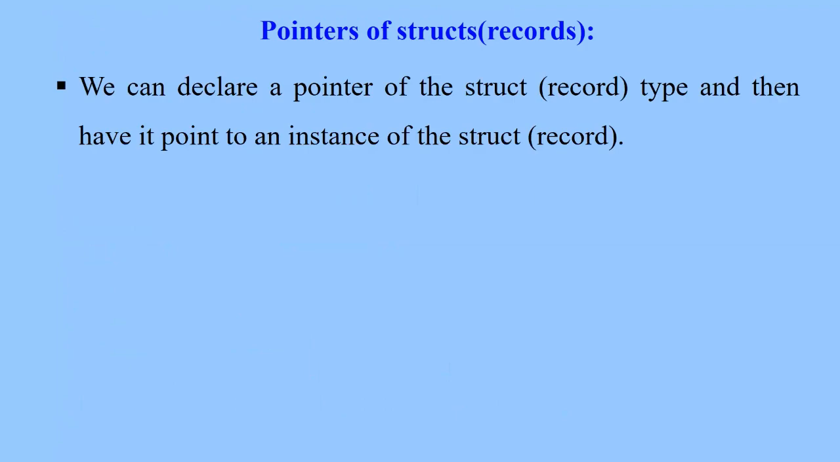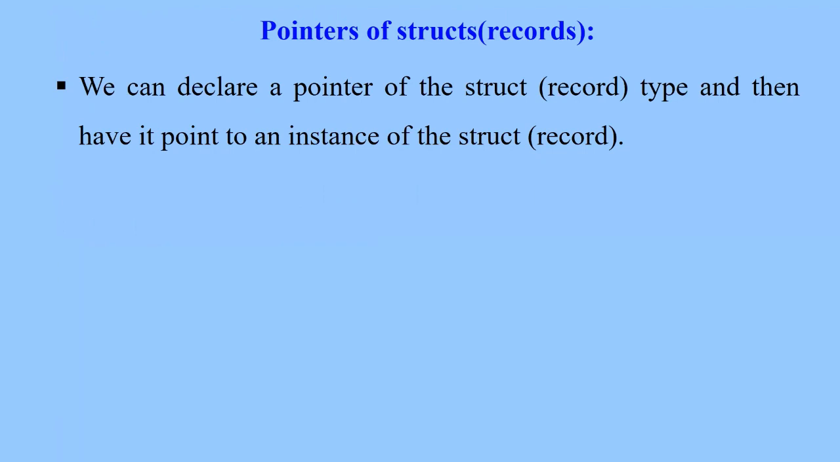Let's now look at pointers of structs or records. This is in Pascal. Structs in C, records in Pascal. We can declare a pointer of the struct or record type and then have it point to an instance of the struct. Simply, my dear students and the rest of the learners, pointers can be used to do everything that we have done from part 1 of this series of presentations up to now.